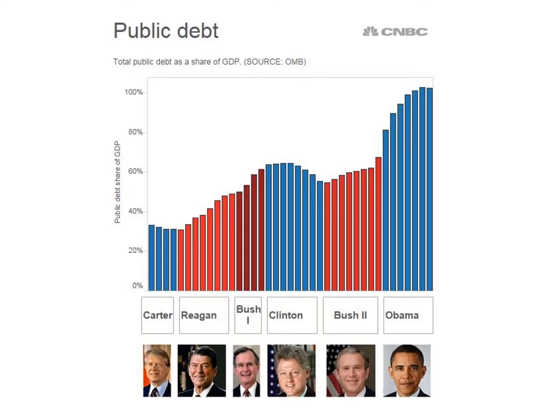This is the same idea here. This is the level of public debt as a percentage of GDP for each president. Right? Notice Bush the second, right? His last year really spiked up there. That was because he was commander-in-chief right as the financial crisis was causing the recession.